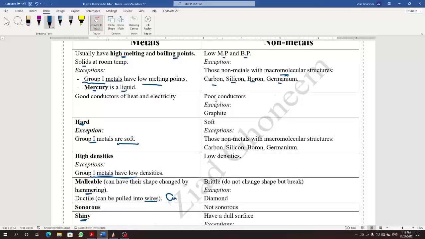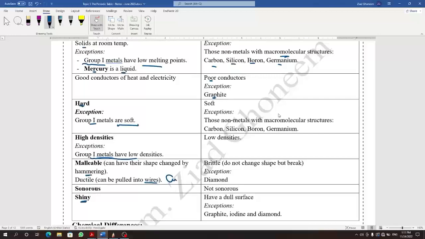Nonmetals are poor conductors, of course, because they form covalent compounds. They are made of uncharged molecules, so there are no freely moving electrons. An exception for that is graphite. As we mentioned, graphite is capable of conducting electricity because of the freely moving electrons in between the layers. Nonmetals are soft, except for the nonmetals with macromolecular structures like carbon, silicon, boron, and germanium. All nonmetals have low densities.